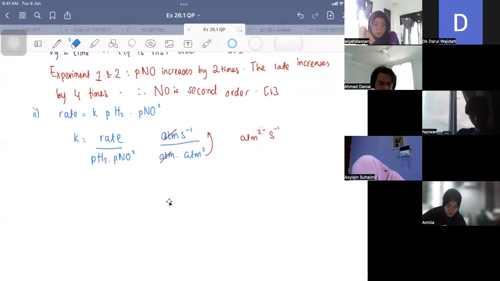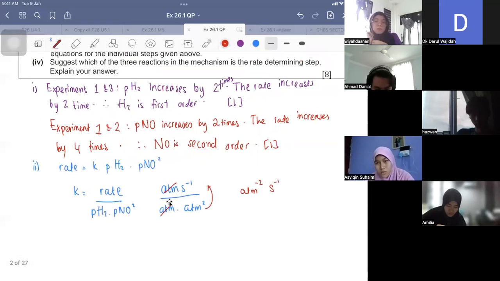Oh, I just realized that's the atm to the power of minus 2. Right. Next question.